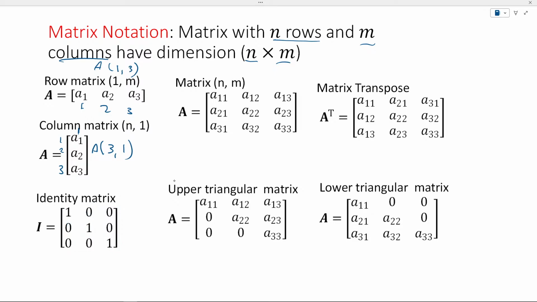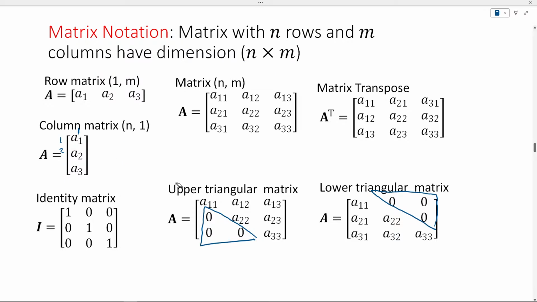Upper triangular matrix, this is where the lower triangle is 0 here. That's called an upper triangular matrix. Lower triangular matrix, this is when the upper triangle here is 0. So basically these are just some matrix notation, some matrix jargon that you need to learn. Yeah, you just need to know.